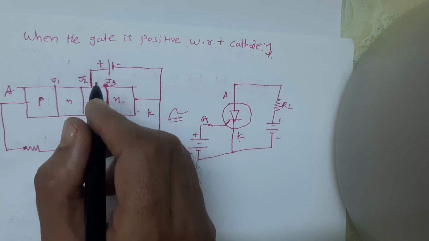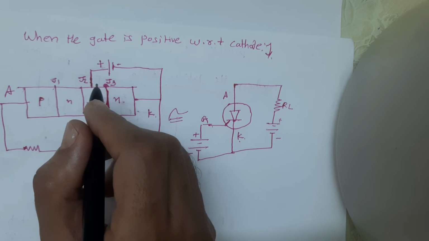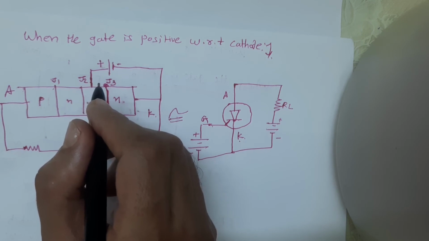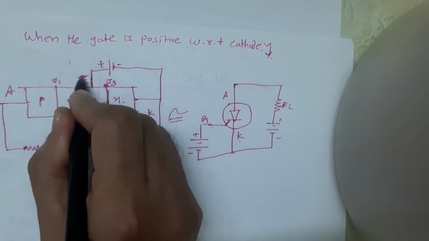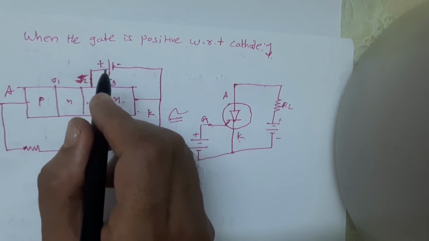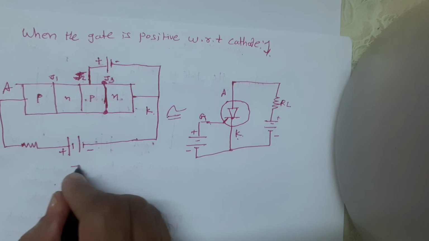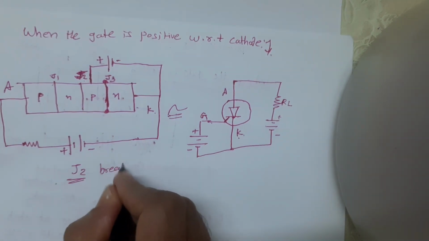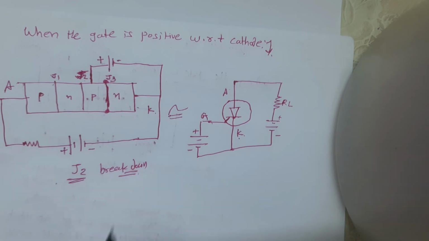As soon as the gate current flows, anode current increases. The increased anode current in turn makes more electrons available in the junction J2. This process is continuous and in an extremely small time junction J2 breaks down. Junction J2 is breakdown and the SCR starts conducting heavily.